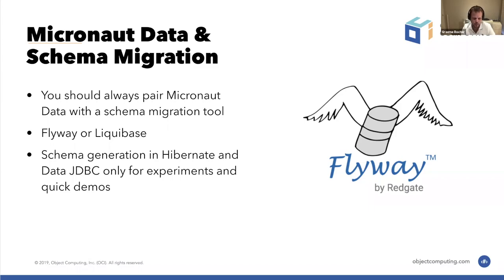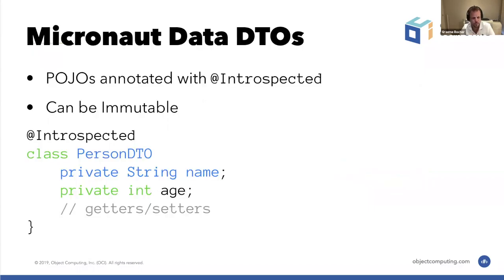Flyway is the simplest one and works nicely with Micronaut Data JDBC. Liquibase is another option, which has a lot more features and abstractions and DSLs and all sorts of things, but is maybe more complex. But both are great options. Definitely use schema migration.